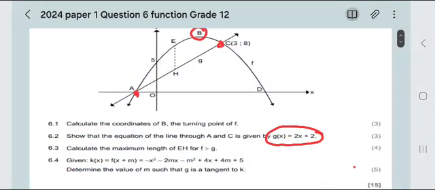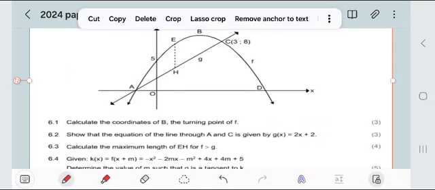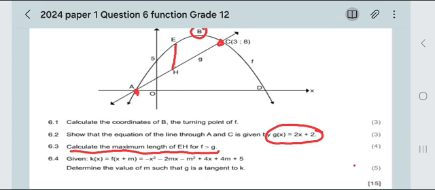Then 6.3. As you can see, it says calculate the maximum length of the dotted one here, for f is greater than g. Fine, that is what we know. You have learned about this. We have learned about this.